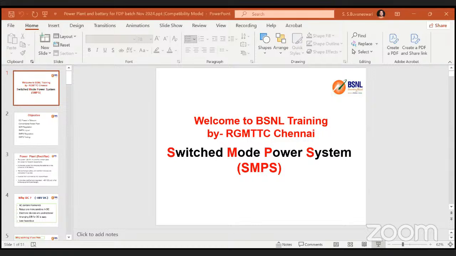So the main reasons for using DC in telecom industries, I'll name them. Number one, we are using only telecom equipment, I mean direct current appliances and semiconductor devices, and DC will not have any harmonics. That is another reason. The third one is we are able to store DC with the help of batteries.